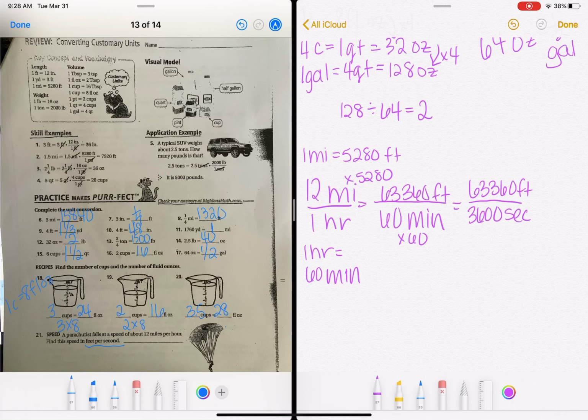Now, since we want per second, we want to find the unit rate. So we need to divide 63,360 by 3,600. And when you do that, you get 17.6 feet per 1 second.